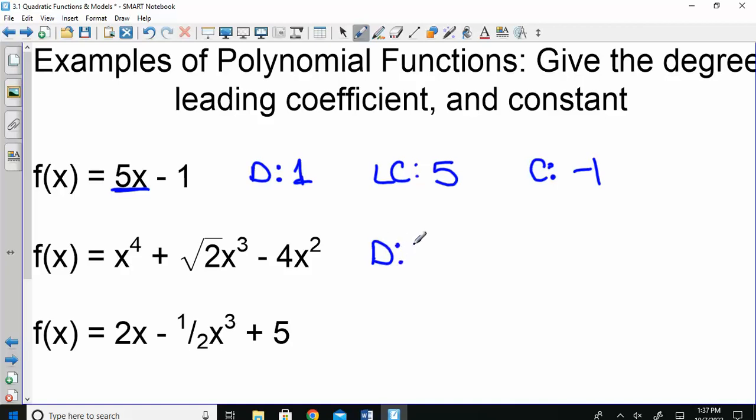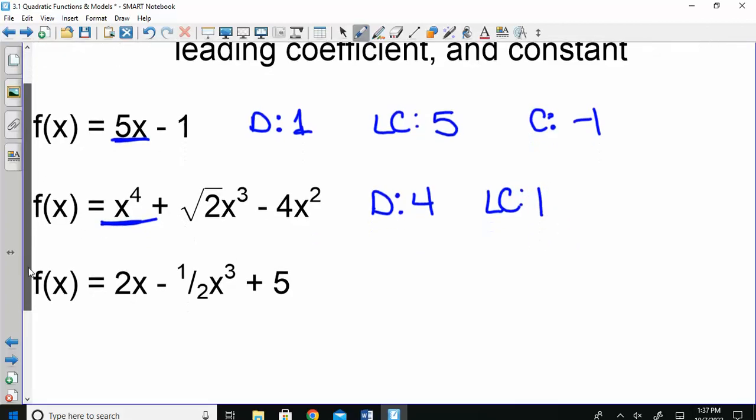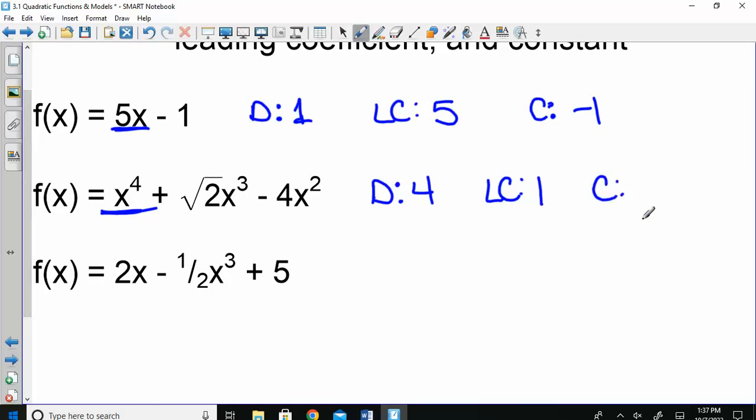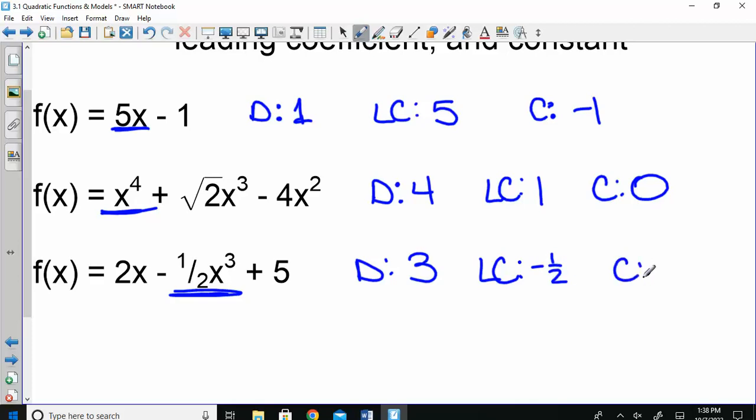Second one, what's my degree? Leading coefficient? 1, because you have to take the number in front of that term. Constant? There is none, so we put a 0. All right, last one. What's my degree? 3. The highest power of x is right here. What is the leading coefficient then? And what is the constant?